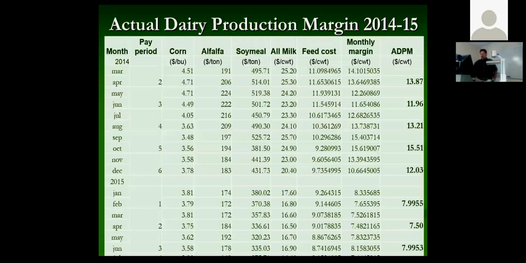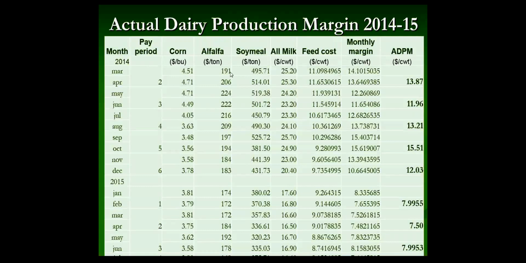Here's a potential lever count. Here's looking at the most recent numbers and so forth. Go back into the March-April time period of 2014. Here's your corn prices, your alfalfa, soybean meal, all milk price and so forth. Very high milk prices, and feed cost, relatively compared to milk, was low, and so we had record high margins and so forth. April was 1387 and got all the way up to 1551 in October of 14.